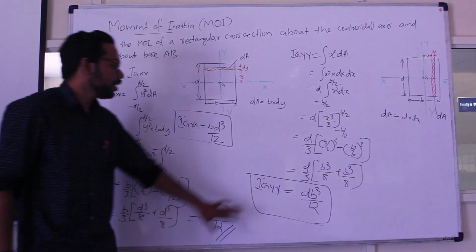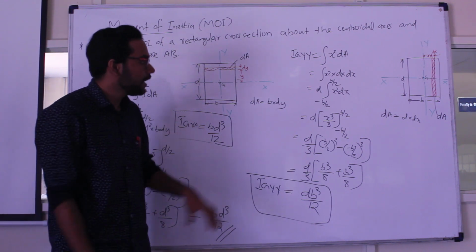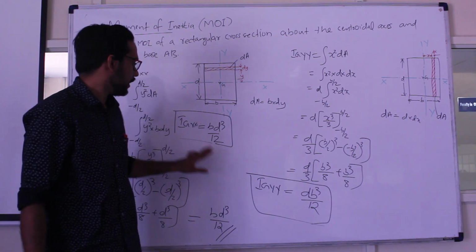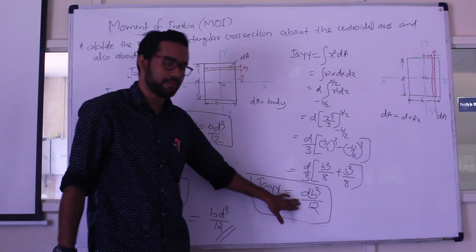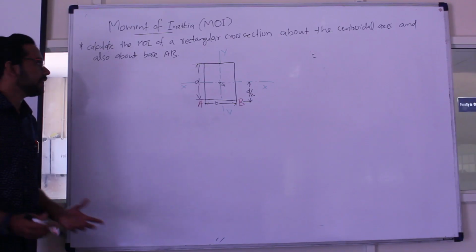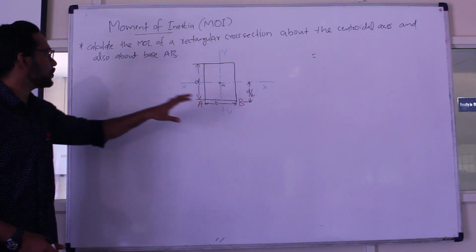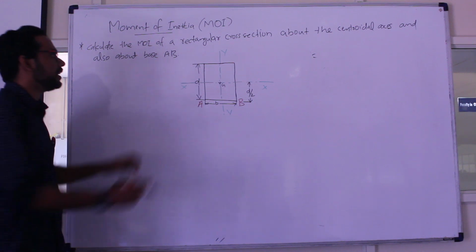So this is the moment of inertia of the rectangular strip about the centroidal yy axis. So Igx is equal to bd cube by 12 and Igy equal to db cube by 12. The last part of the question: we need to find the moment of inertia of the rectangular section about the base AB.